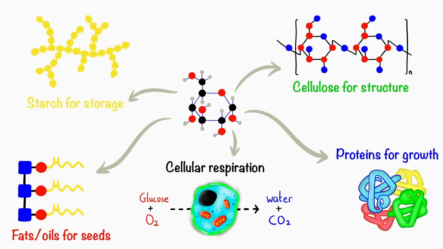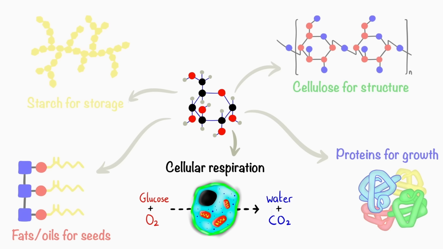Now, let's consider what plants do with the glucose they produce through photosynthesis. Plants use glucose in 5 main ways. First, glucose provides energy through respiration. Just like animals, plants need energy to power their cellular processes. They obtain this energy by breaking down glucose during respiration.